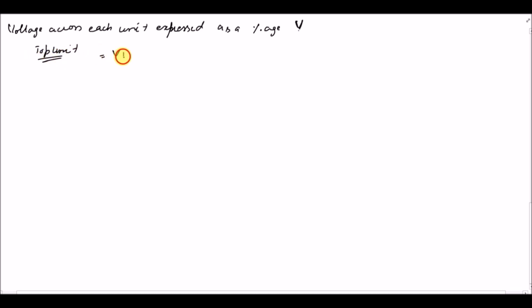Now for the top unit, the voltage is V1, right? So V1 over total voltage into 100, and we know that V1 is equal to 0.326 V. So this will become 0.326 V over V into 100. So these V will cancel out, and for top unit it will be 32.6%.